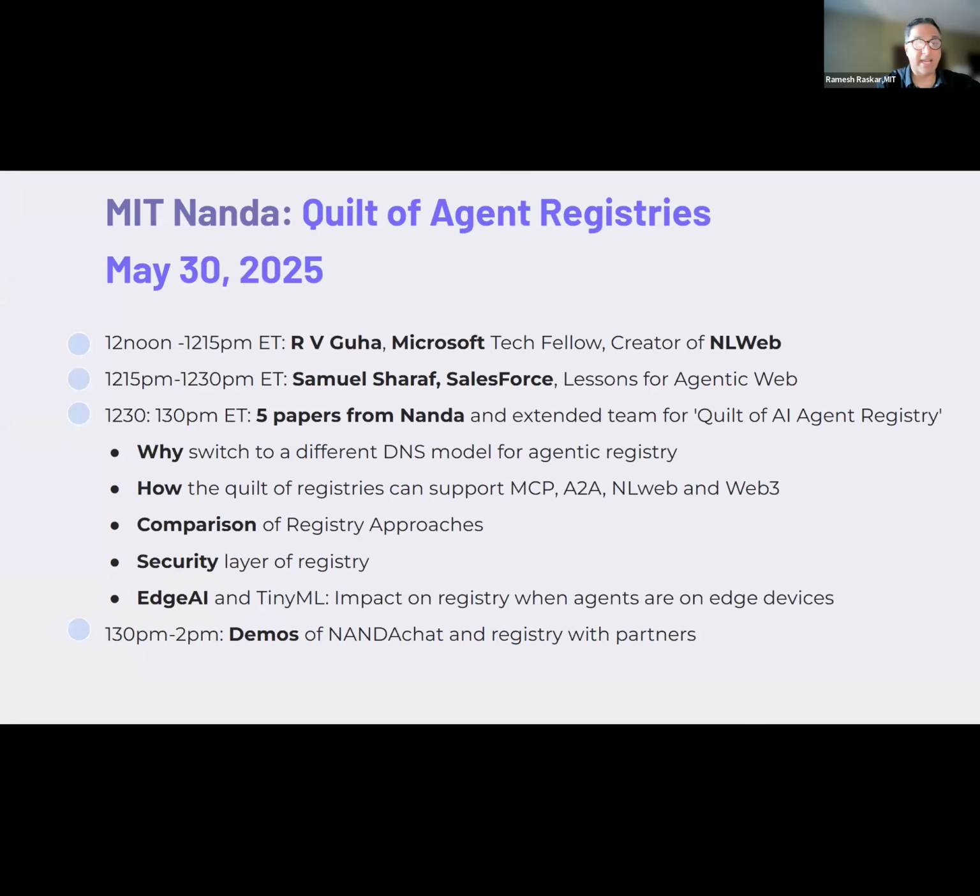So with that, let me hand it over to Dr. Guha from Microsoft, tech fellow. He's been at Netscape, Google, OpenAI, and more recently at Microsoft.